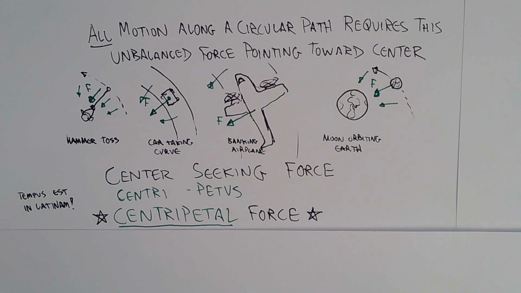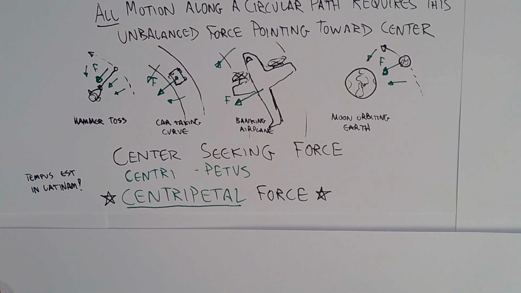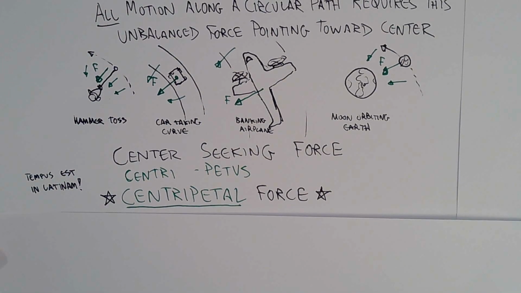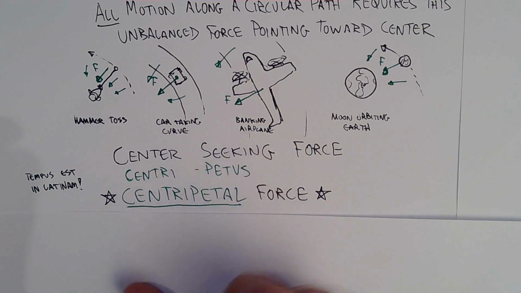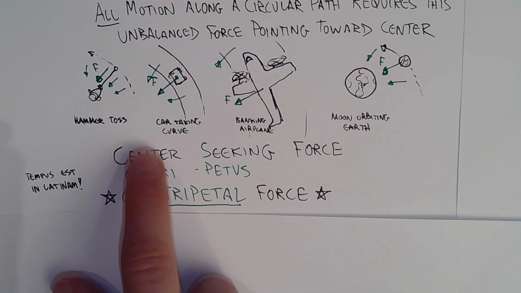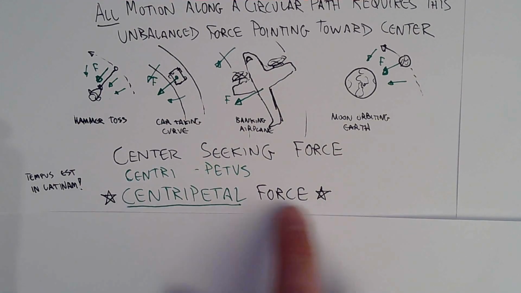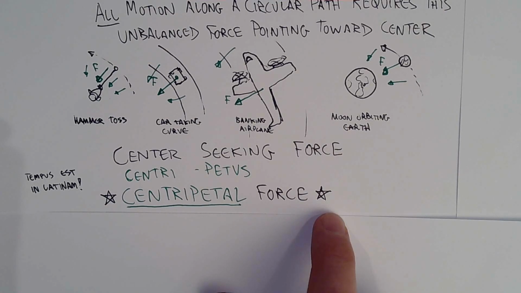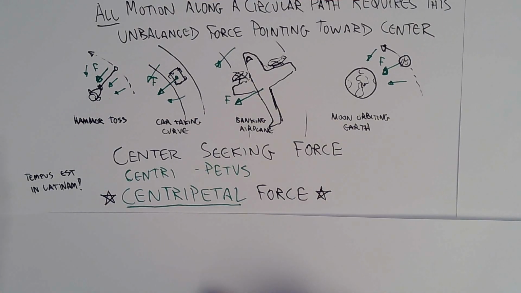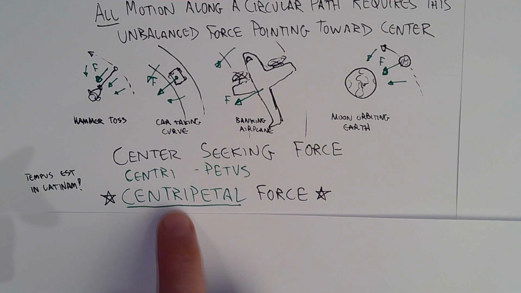a center-seeking force. Now, this force that always acts towards the center has a special name, as is often the case in science. We're going to use a little bit of Latin here. So a center-seeking force. Center is centri, seeking is petus, and put it together, centripetus is centripetal. Centripetal is sort of the British way of saying it. Centripetal is how we say it here in America. But centripetal force, a force acting towards the center.